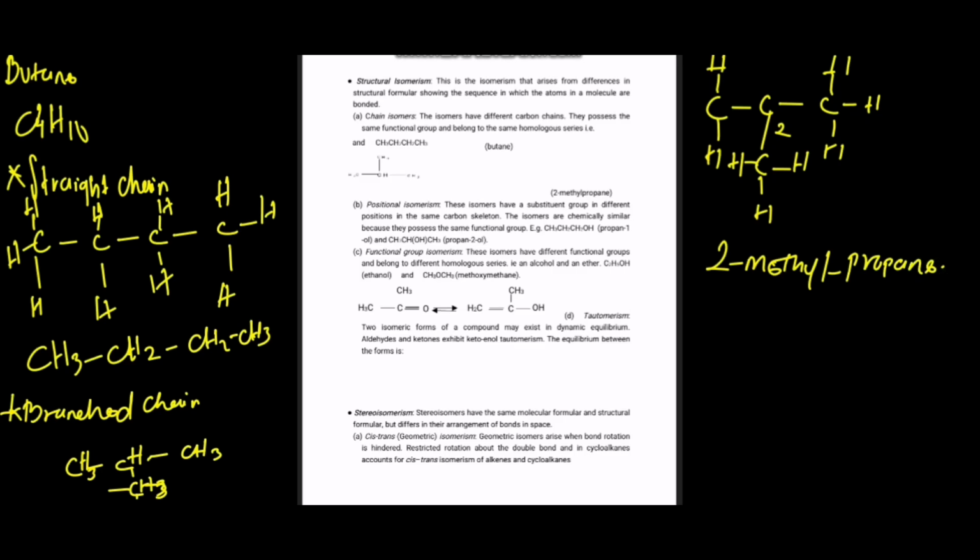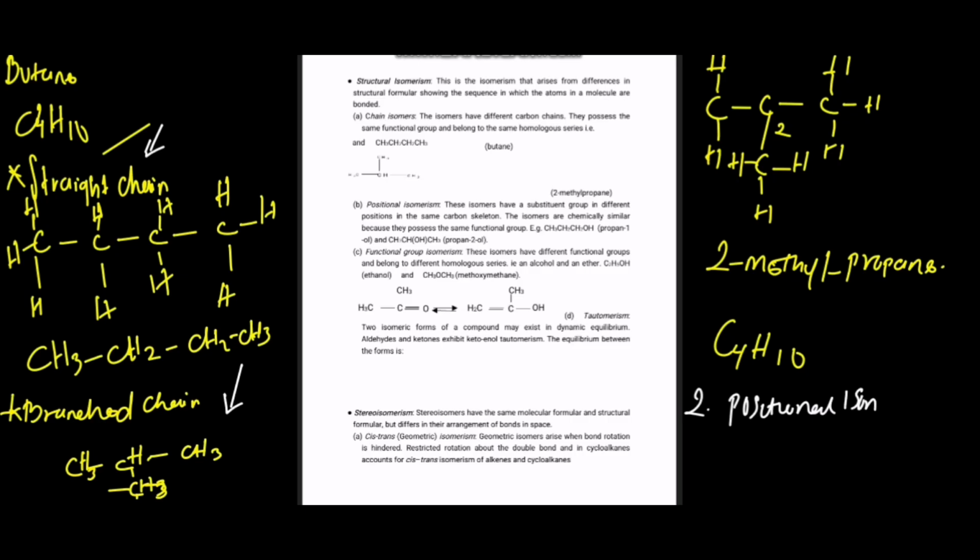Altogether, what you see here is that they have the same molecular formula, C4H10. Both the straight and the branched chain have the same molecular formula. They belong to the same homologous series, but they have different carbon skeletons. The only difference is in the carbon chain, which is either straight or branched. Alright, now let's move to the second type of structural isomerism, which is positional isomerism.